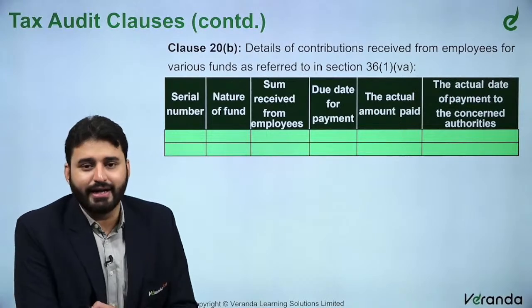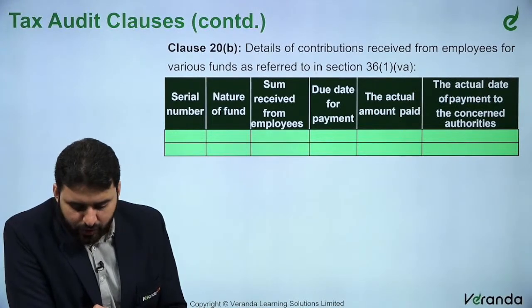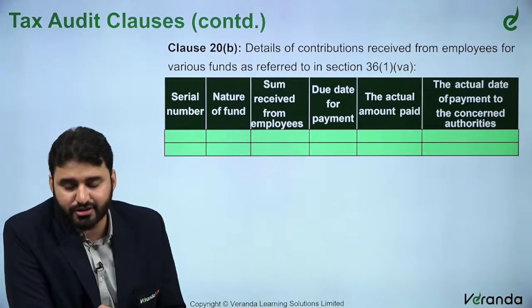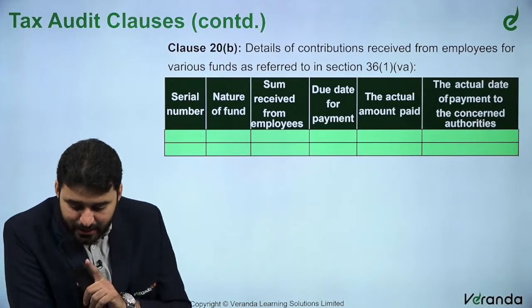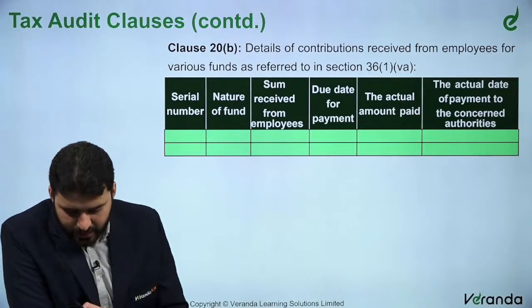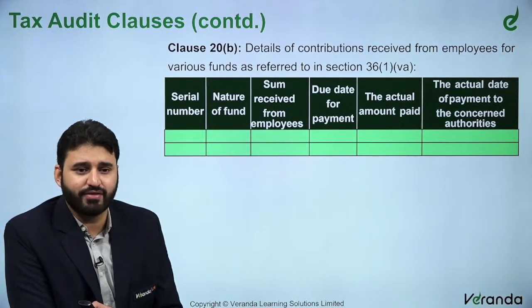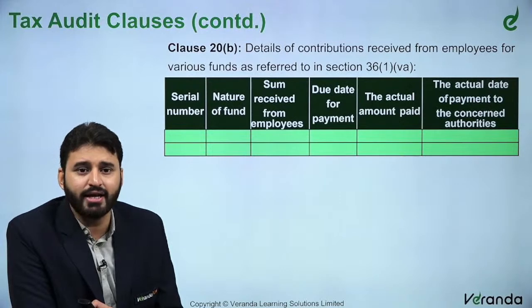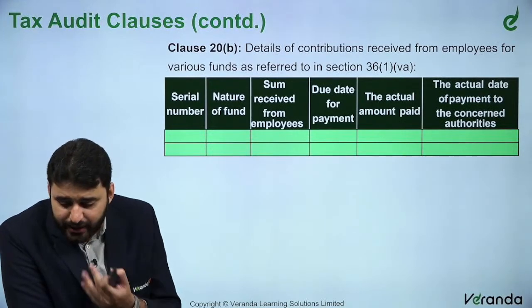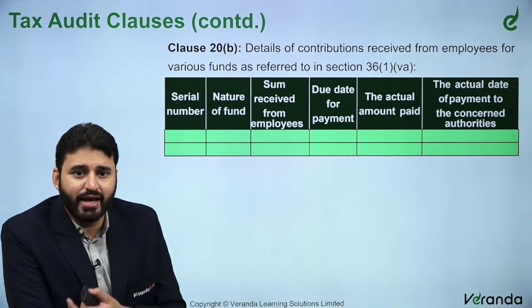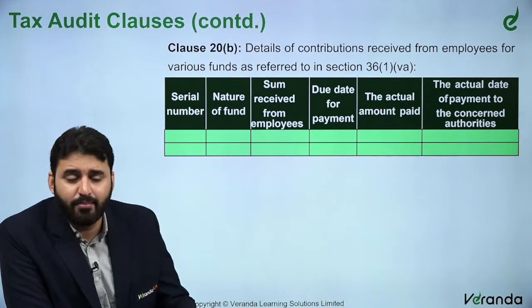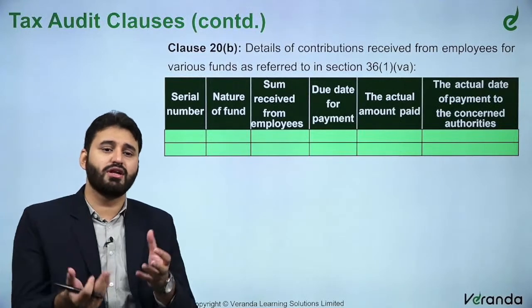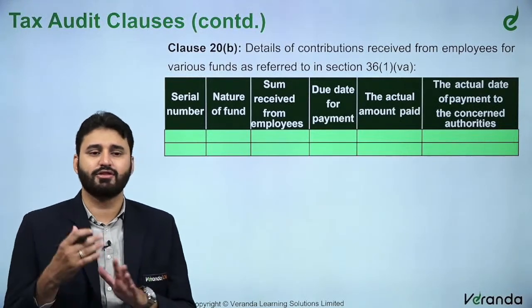Clause 20b, details of contribution received from employees for various funds referred to in section 36 subsection 1 clause 5a. Sir, what is this, sir? Basically your PF, ESI, your PT, all of that. So any details of any contribution received from employees for various funds. So what is the serial number? What is the nature of fund? PF, ESI. Sum received from employees. What is the amount? So basically you need to get your PF challans, your PT challans, your ESI challans.